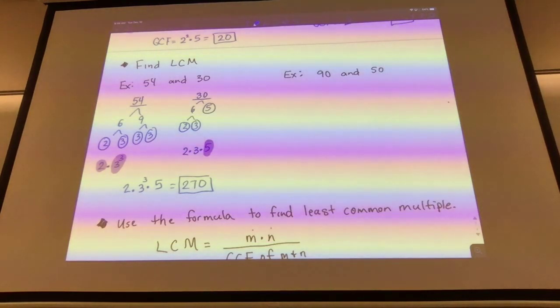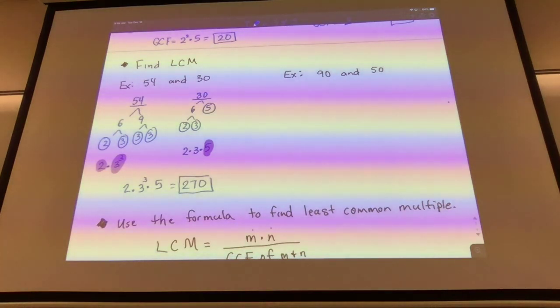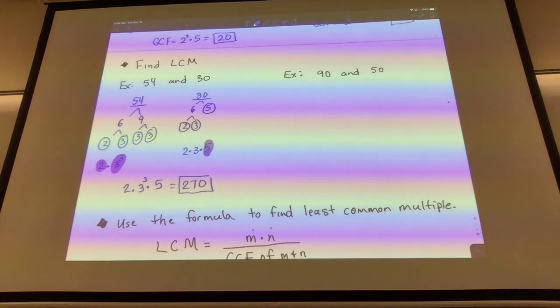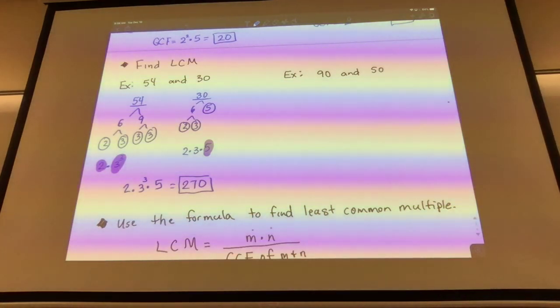So when you factor it out like this, you're going to use one of everything. So if there's a 2, you're going to use a 2. If there's a 5, you're going to use a 5. And then if there's a power of 3, so one of this side was 3 to the 3rd, and the other one was 3 to the 1st, you use the larger of it, okay, for least common multiple.